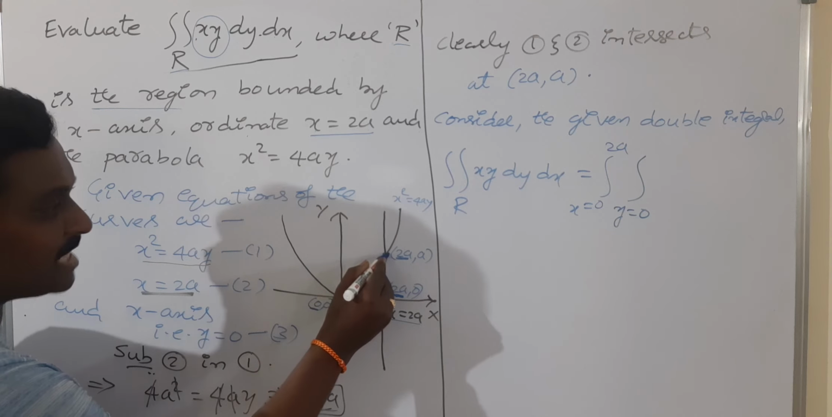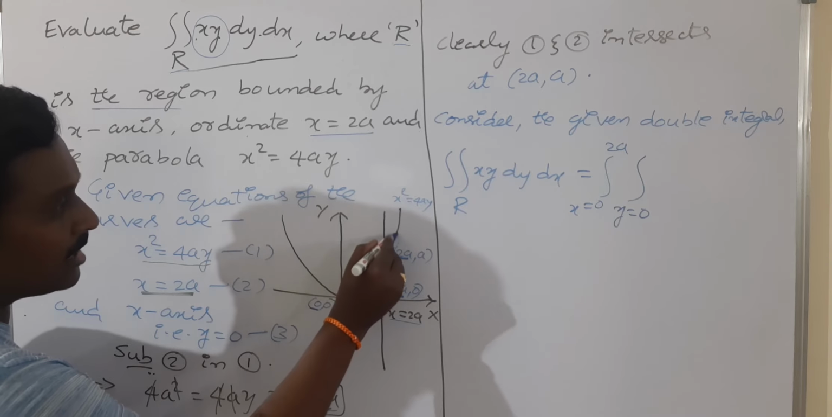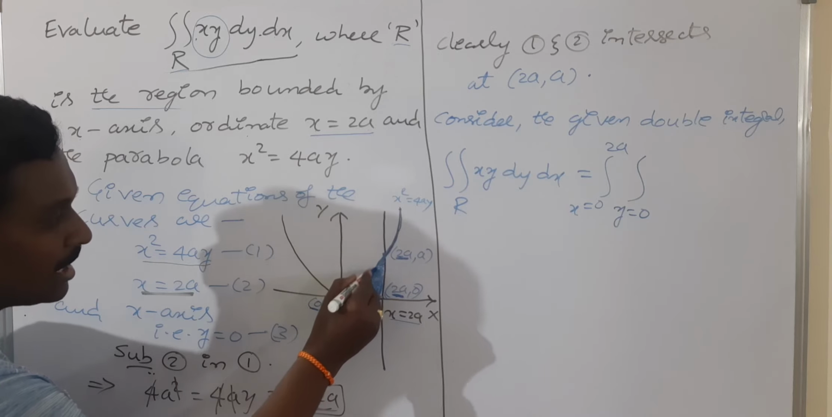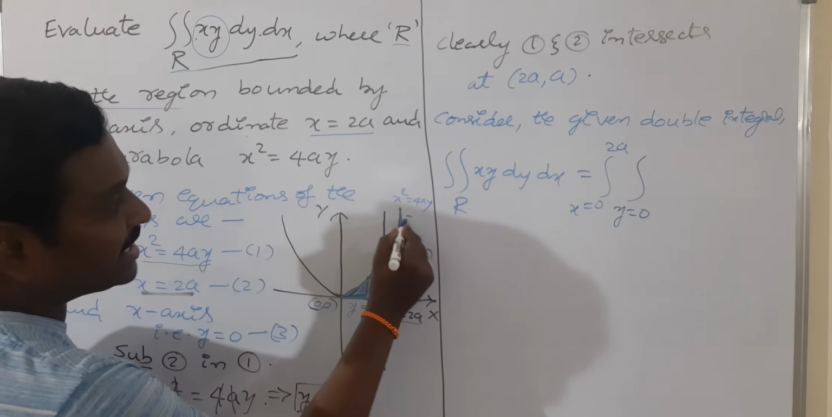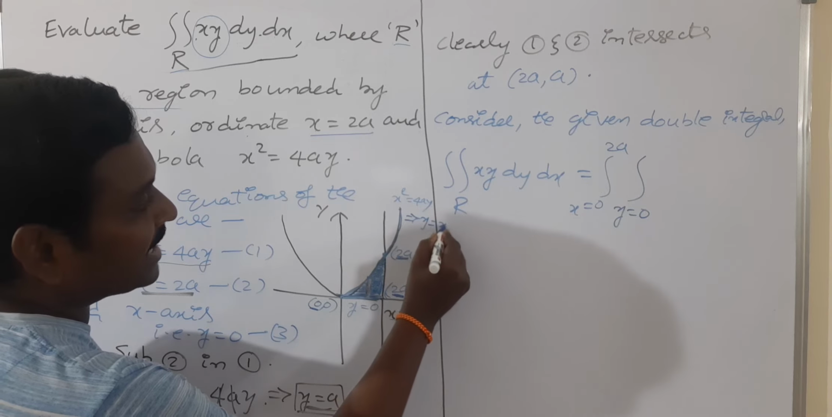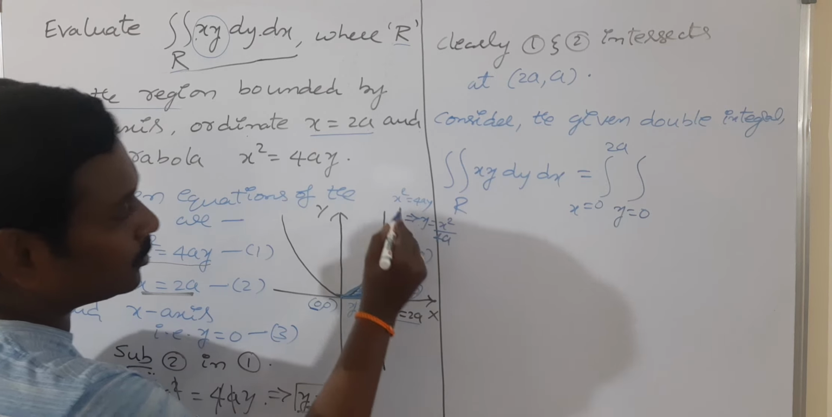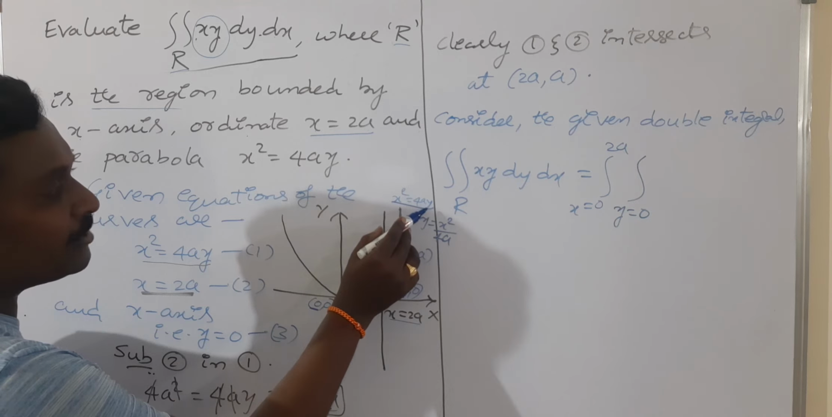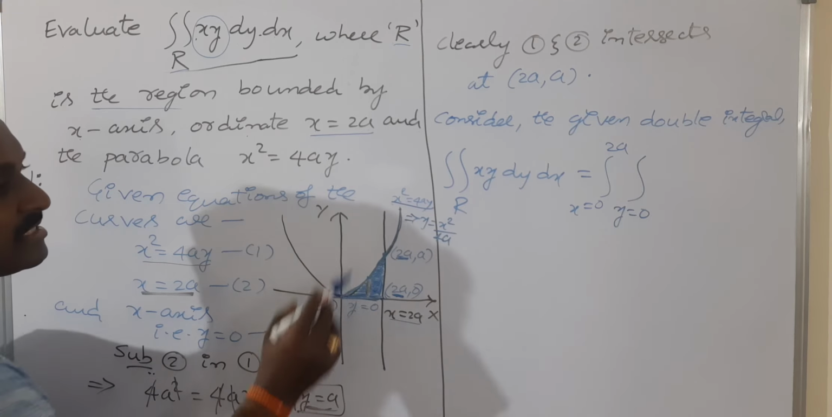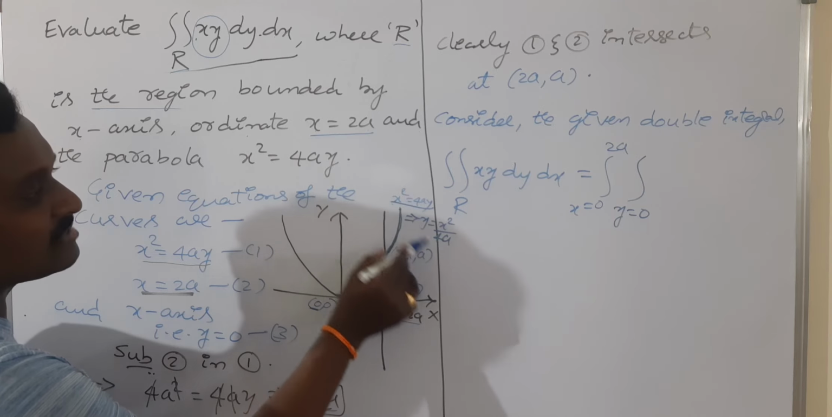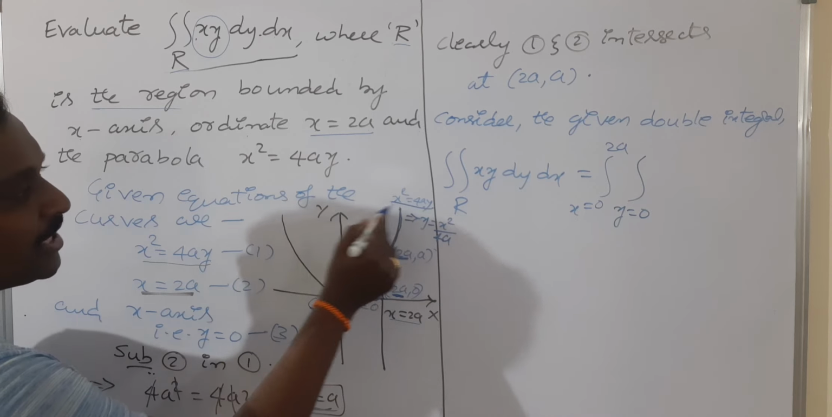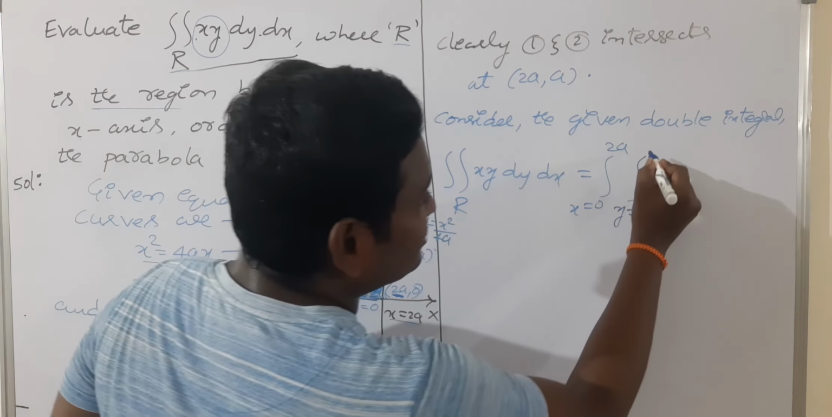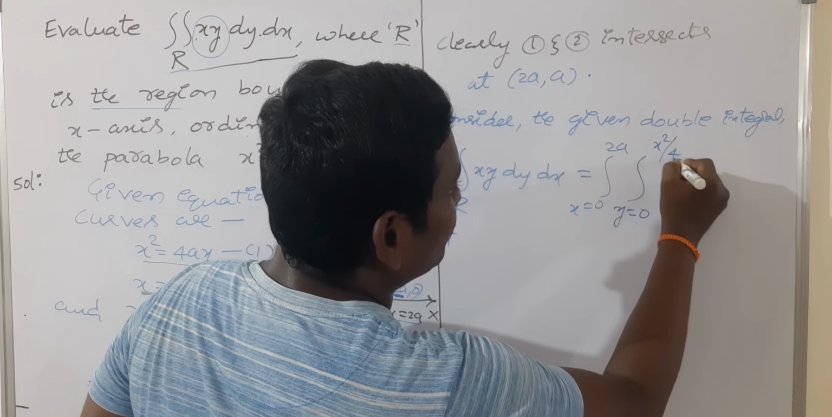and upper part is the arc of the parabola. So what is the y value here? x square by 4a. Okay, in the equation x square is equal to 4ay, you should find out the y value in terms of x. That's why y becomes x square by 4a, by taking this 4a to the left hand side denominator. So that's why the upper limit is x square by 4a.